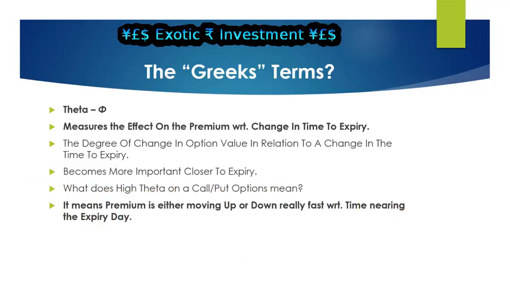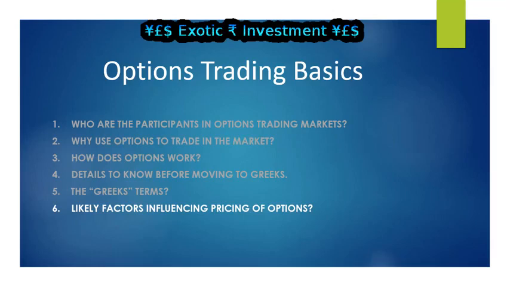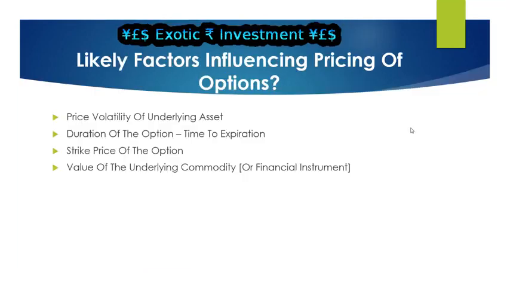It means that the premium is either moving up or down really fast with respect to time nearing the expiry day. So let's move into the last but not the least: factors influencing the pricing of options. What are the variables influencing the pricing of options? Those are the price volatility of an underlying asset. I will show you how to determine the price volatility of the underlying asset. The next thing is the duration of the option, which is time to expiration: how near it is to the time to expiration, how far it is from time to expiration.